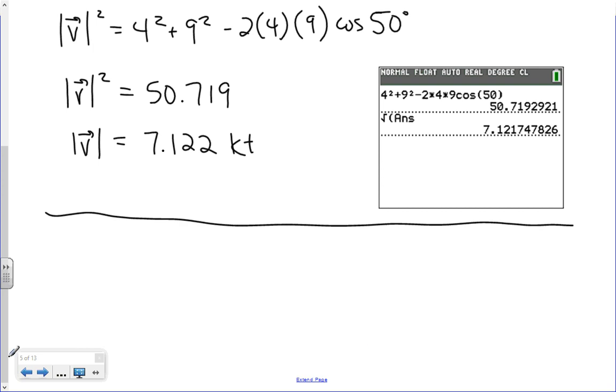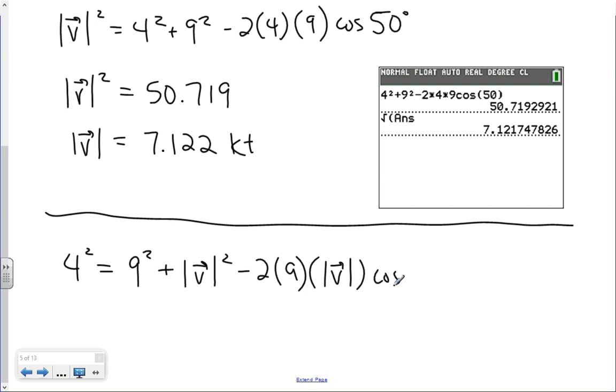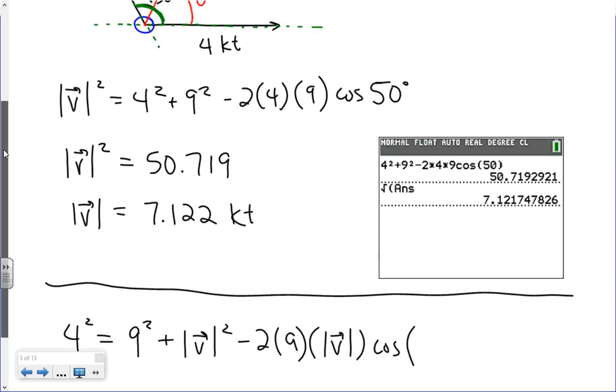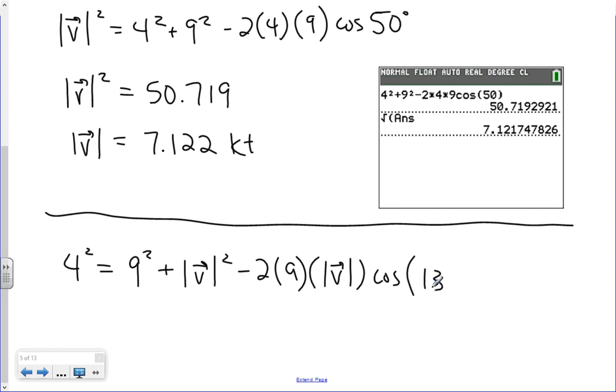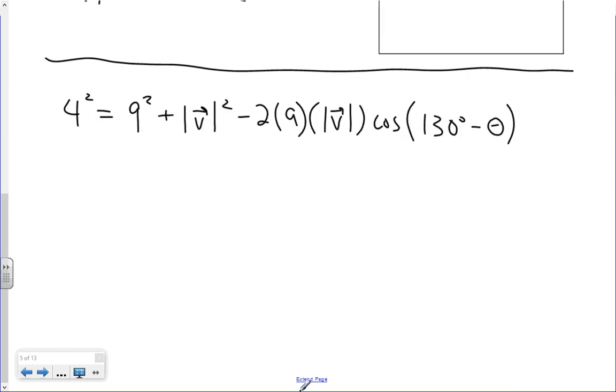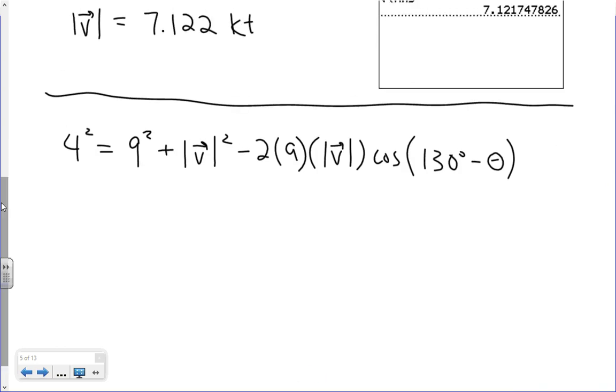All right, so the side opposite that angle was the 4. So I've got 4 squared is equal to the 9 squared, and I'm going to write this as just the magnitude of v squared, and then minus 2 times 9 times the magnitude of v, and then times the cosine of, what was that again, 130 minus theta. And again, we're trying to find out what theta is equal to. That's the direction of our vector that we're looking for. And so solve this like we've solved this many times before. I'll again do it in a couple of steps here, but you could combine some steps. That would be certainly fine to do if you're comfortable doing that. So first subtract the 9 squared and the v squared.